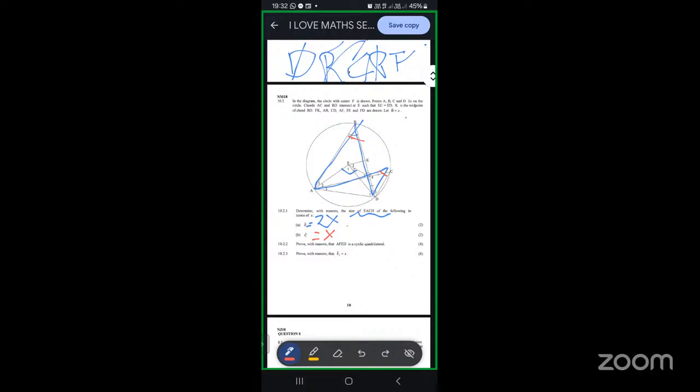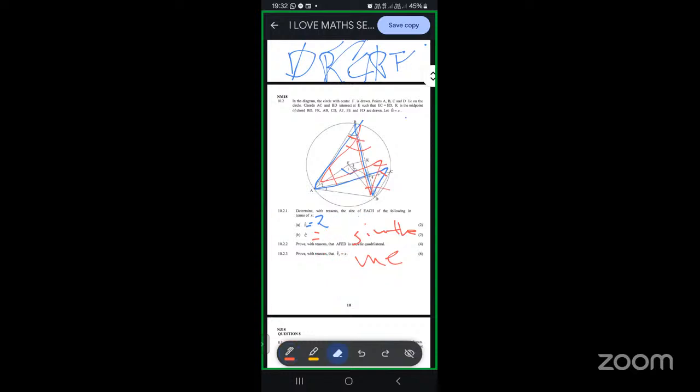Angles in the same segment. Okay. Angles in the same segment. That bow tie shape exists there. This angle equal to that, this angle equal to that. Okay. Does it make sense to you guys? Yes, sir.